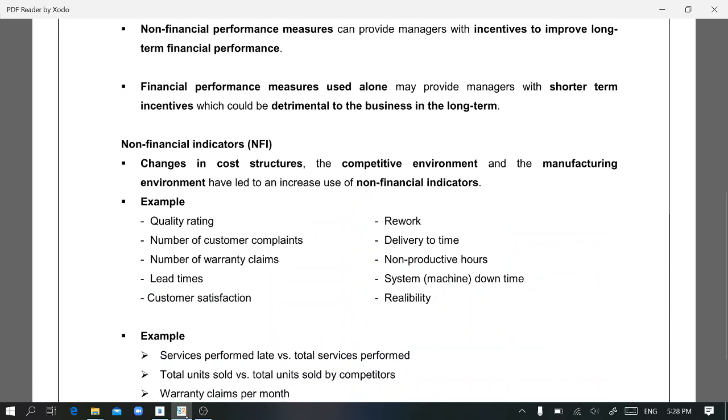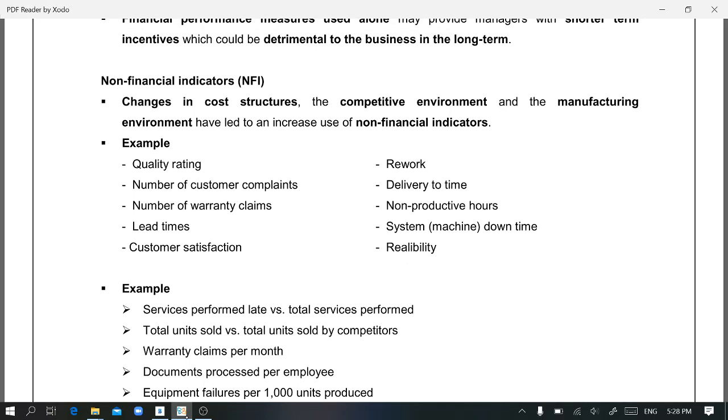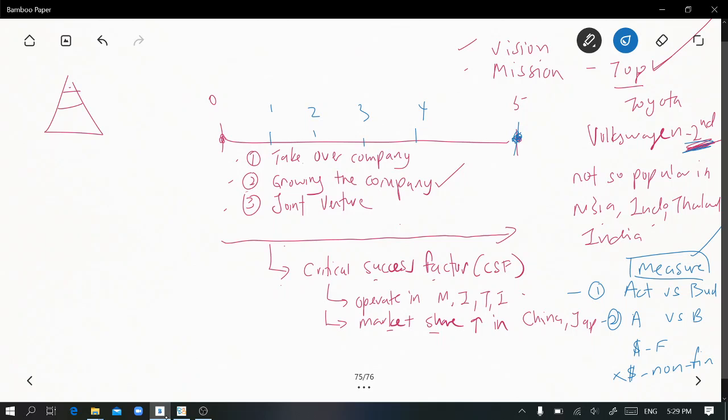So these are some of the examples of non-financial indicators. It's non-financial, nothing to do with monetary value. In order to measure the company's performance, we can measure based on the customers' complaints. Last time 5%, now reduced to 3%. So customers' complaints have reduced. Good. Meaning we are probably able to increase our market share, because customers will come back, repeat customers, so we are able to achieve our objective here.